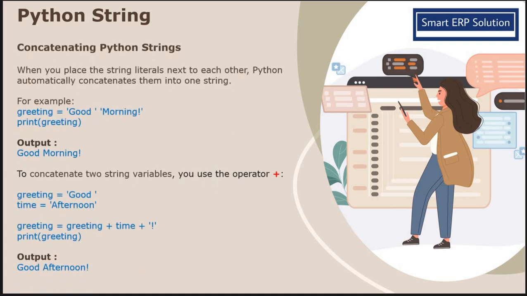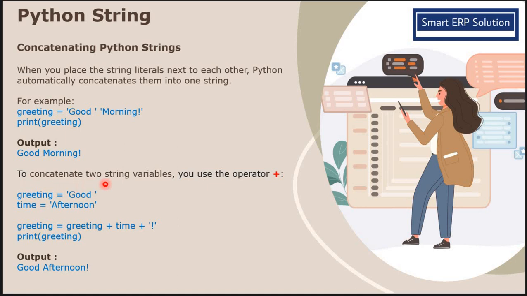Concatenating Python strings. When you place the string literals next to each other, Python automatically concatenates them into one string like this way. Greeting, good morning. Good is written within the single quote. Again, morning is written within the single quote. If we print greeting and run this program, the output will be good morning. So we need not put any special character or any keywords to concatenate these two strings. This will automatically concatenate and display like this way.